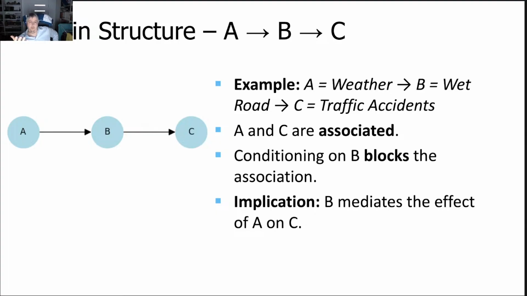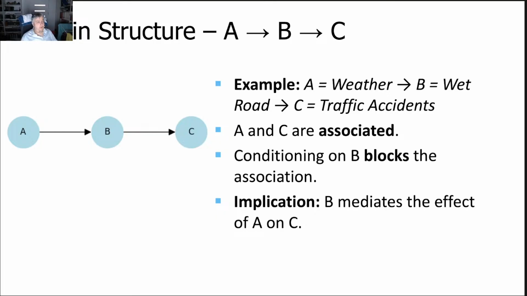a chain structure can be interpreted as when there are observed weather conditions that can lead to a wet road, which can lead to traffic accidents. A and C are associated. If we condition on B, we can block that association, at least part of it, because if there is a wet road, we know that there's a higher risk of traffic accidents. There might be additional effects caused by visibility, but those are different aspects that may or may not be related. That's why B, the middle of our chain structure or pipe structure, is called a mediator, because it mediates the effect of A on C.